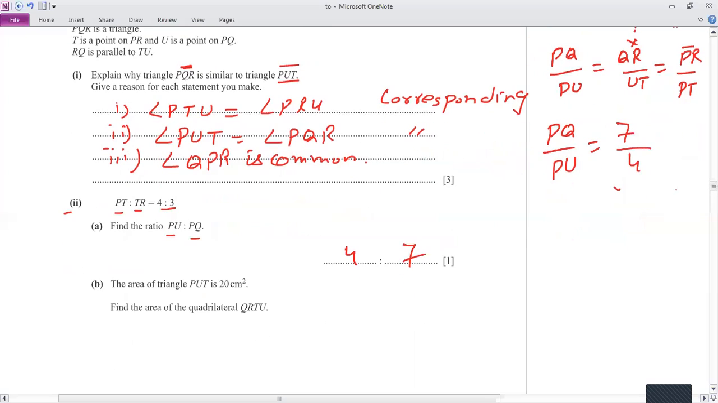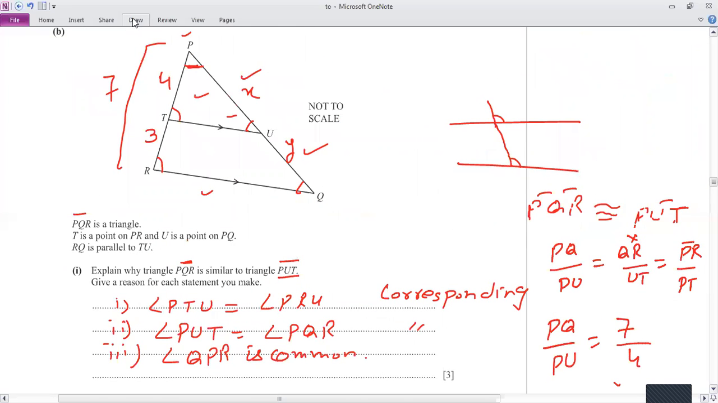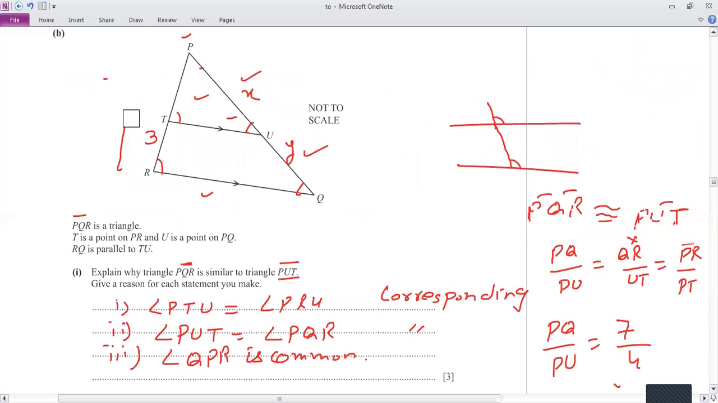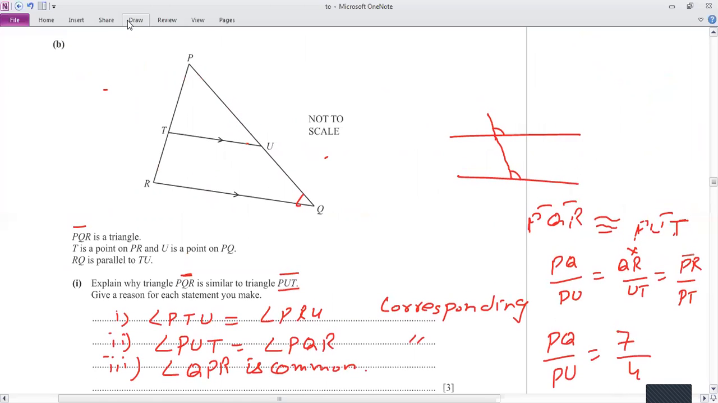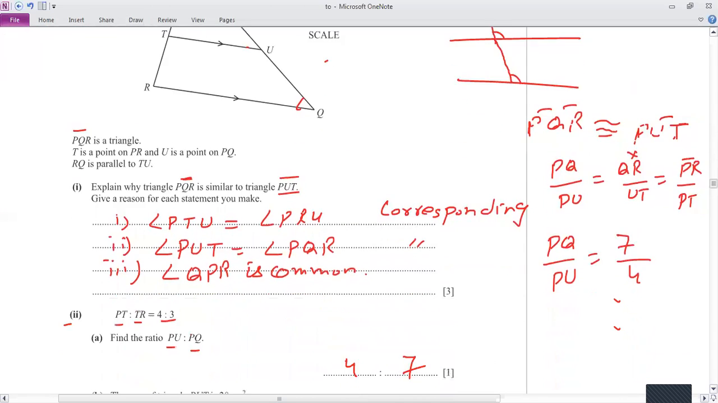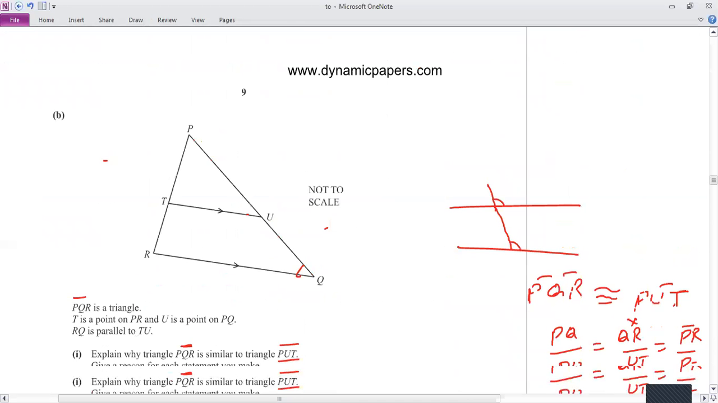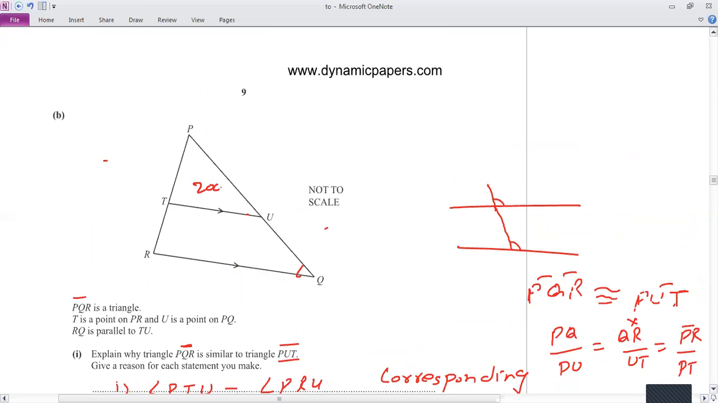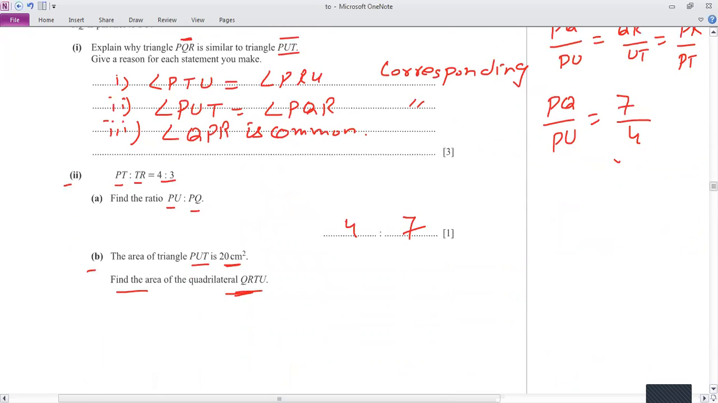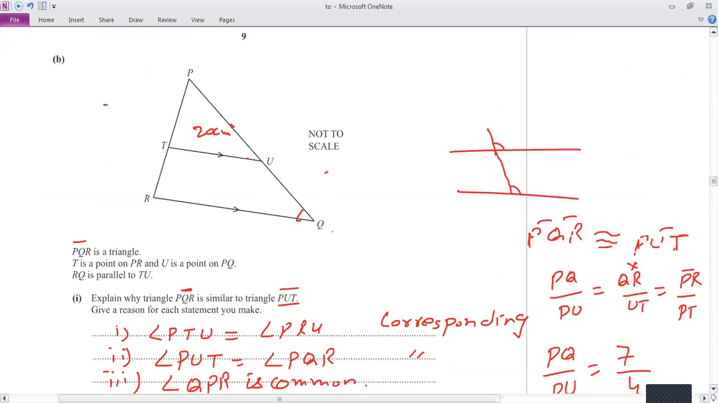Then the area of the triangle PUT is 20 centimeter square. Find the area of the quadrilateral. The area is given for this triangle. Now I will erase this work for a while. The area of triangle PUT is 20 centimeter square, and you have to work out the area of the quadrilateral QRTU.